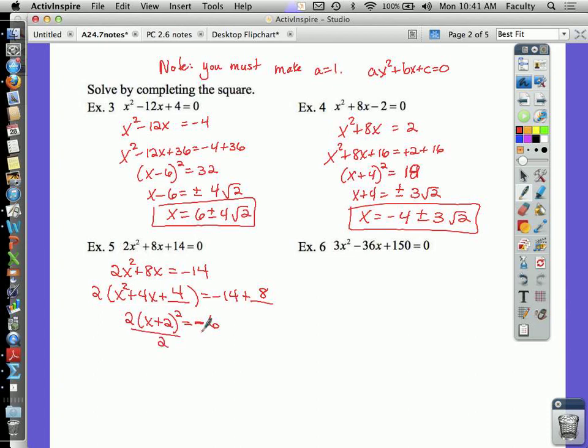Then you're going to divide by 2 and get x plus 2 squared equals -3. So then I really am doing this the same way we did in section 4.5 when we did the square root property. Then this is x plus 2 equals plus or minus the square root of -3.